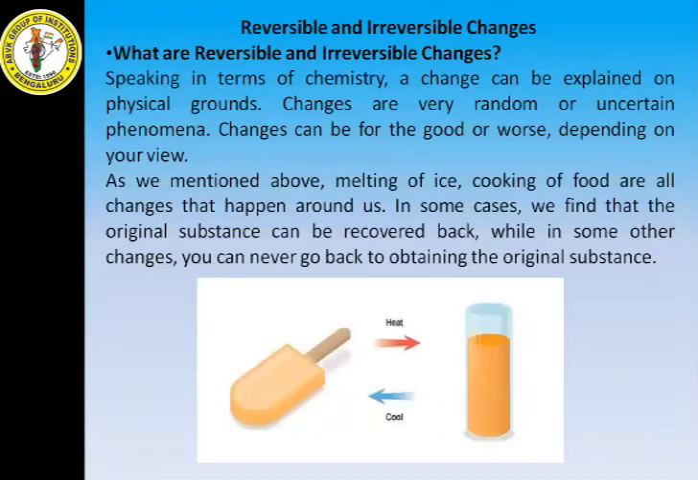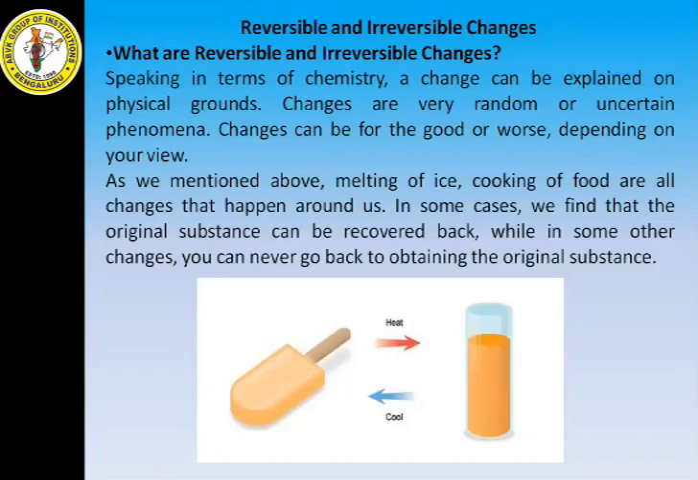So we'll have a definition of reversible and irreversible changes. So what are reversible and irreversible changes? Speaking in terms of chemistry, a change can be explained on physical grounds. Changes are very random or uncertain phenomena. Changes can be for the good or worse depending on your view. So these changes can be for a good reason or a bad reason. That depends on your vision or your impression of what you are measuring. Okay. So some changes are for good reasons and some changes are for worse reasons.